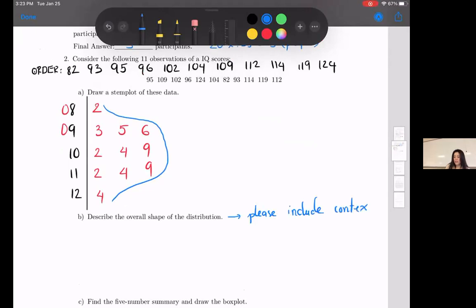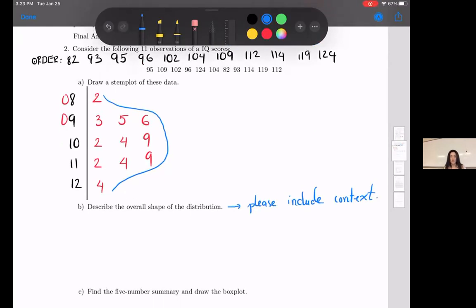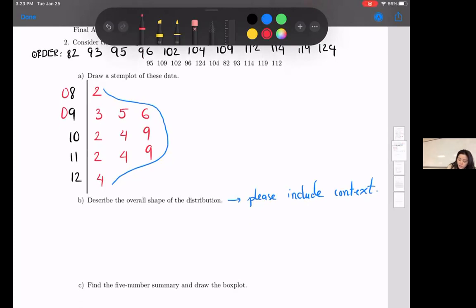If you just say something without the context, I'll subtract 2 points, because you've got to include the context so I know what you're talking about, or so that non-specific people know what you're talking about. Okay, so what do I say? Someone tell me. Remember SOC: shape, outlier, center, spread.